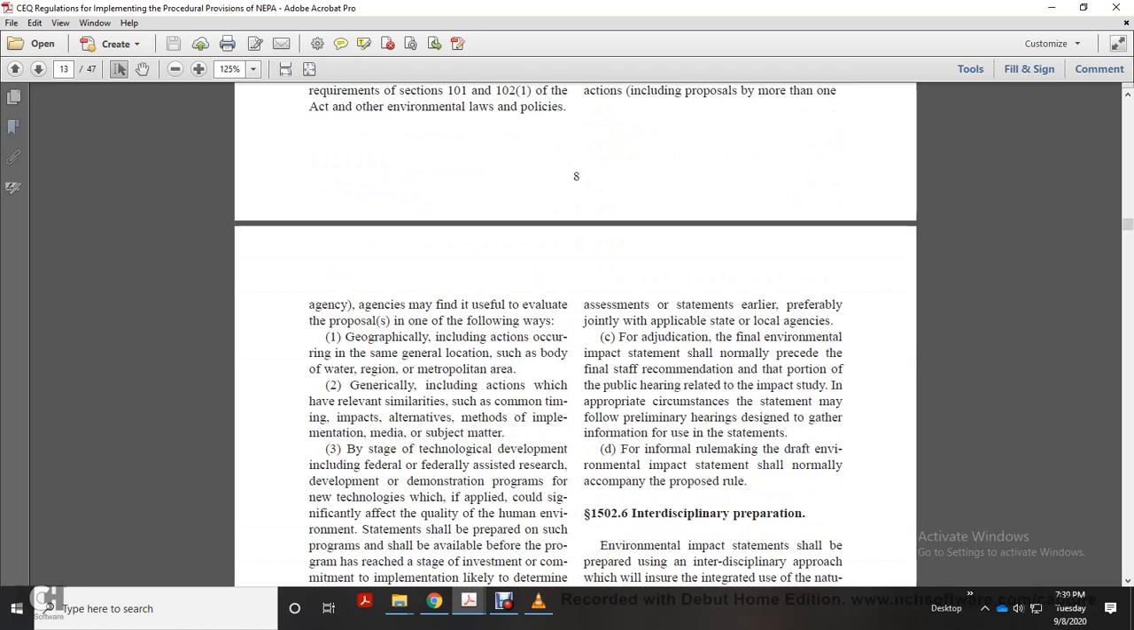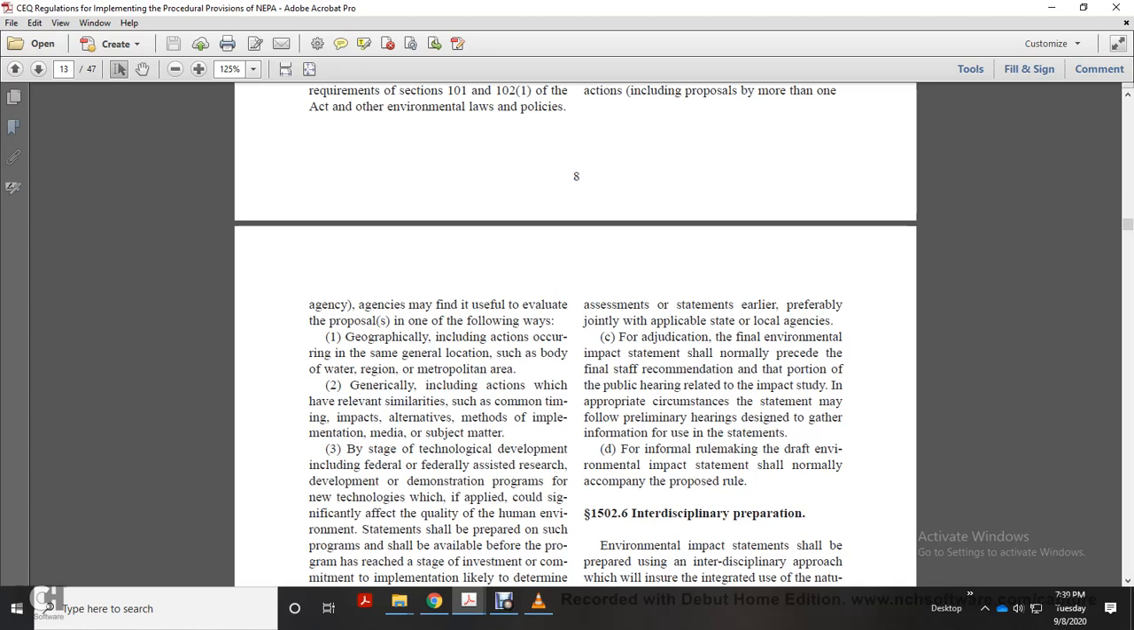including actions occurring in the same general location, such as a body of water, region, or metropolitan area; generically, including actions which have relevant similarities, such as common timing, impacts, alternatives, methods of implementation, media, or subject matter; or by stage of technological development, including federal or federally assisted research, development, or demonstration programs for new technologies which, if applied, could significantly affect the quality of the human environment.